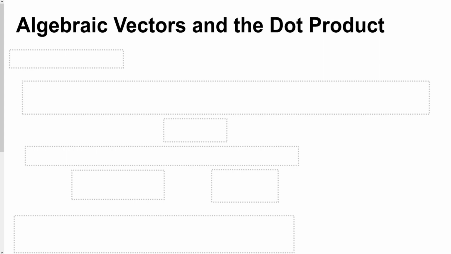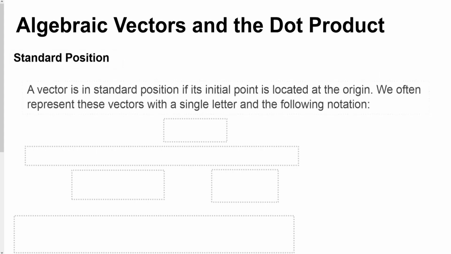In this lesson, we're going to learn about algebraic vectors and the dot product. But let's first talk about standard position. A vector is in standard position if its initial point is located at the origin. We often represent these vectors with a single letter and the following notation.